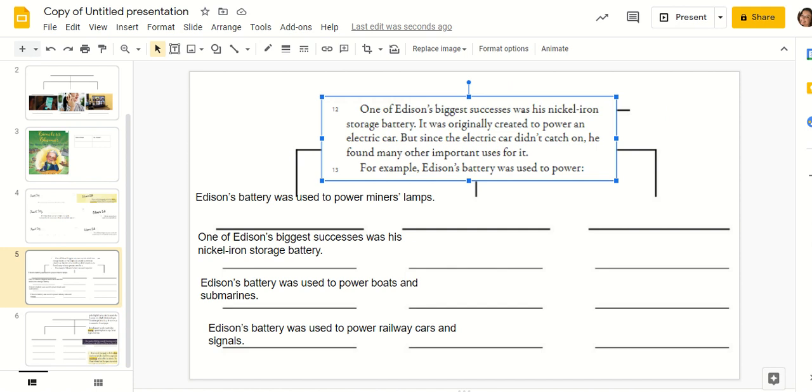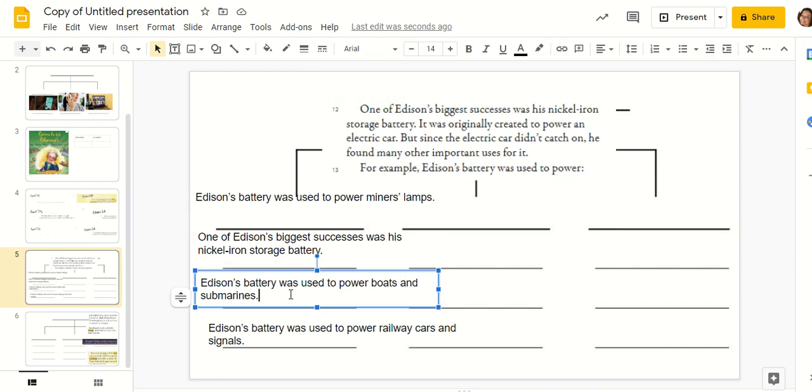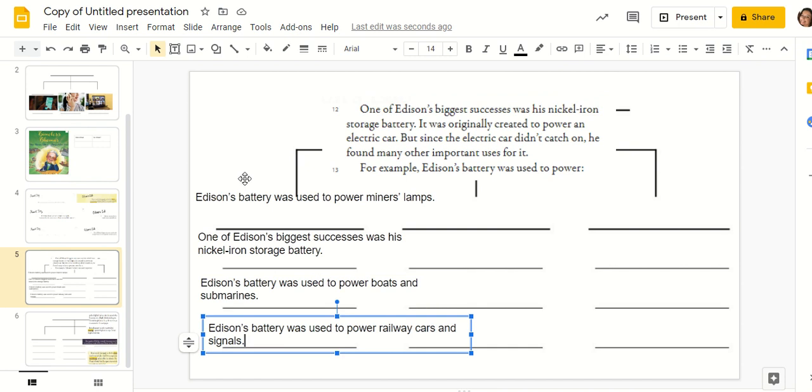So you have to say to yourself, look at the first sentence. One of Edison's biggest successes was his nickel iron storage battery. So think about what is the topic or the what of this paragraph. It would be his battery. So what about his battery? Well, it created many important uses. So we want to think about what would be the supporting details. So one of these is the main idea, or the central idea, and the other would be 3 supporting details.